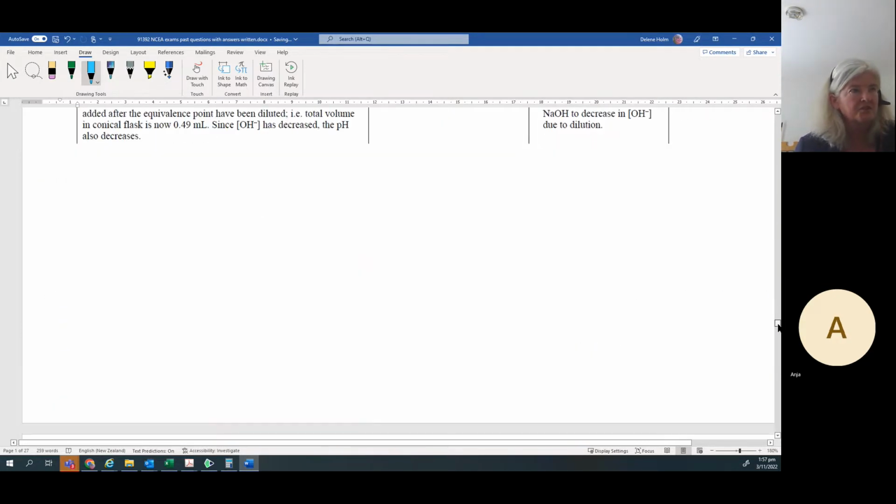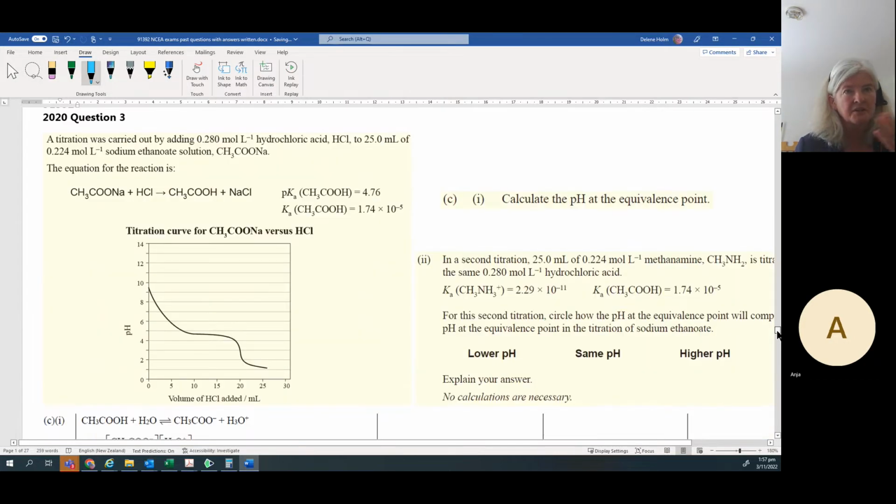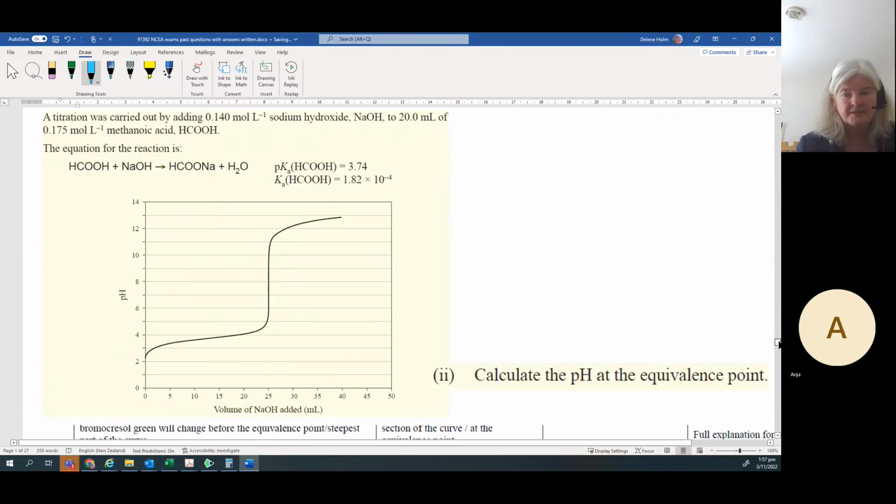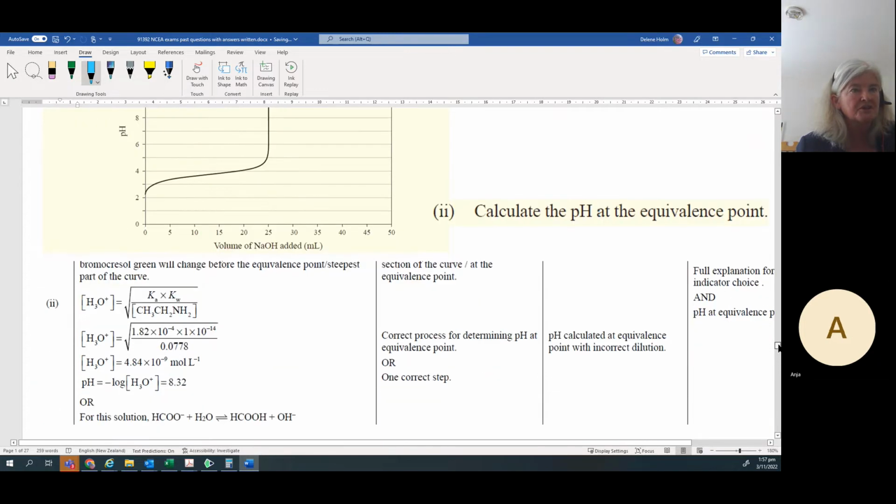So all of these, you'll see it comes up every single year. There's another one, calculate the pH at the equivalence point, and so on. I see it's just about 2 o'clock, so I want to stop there.